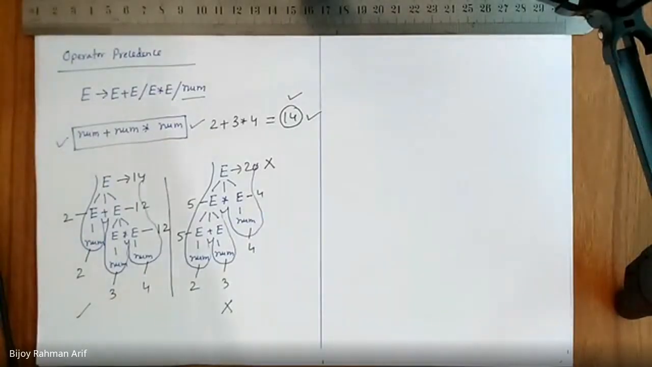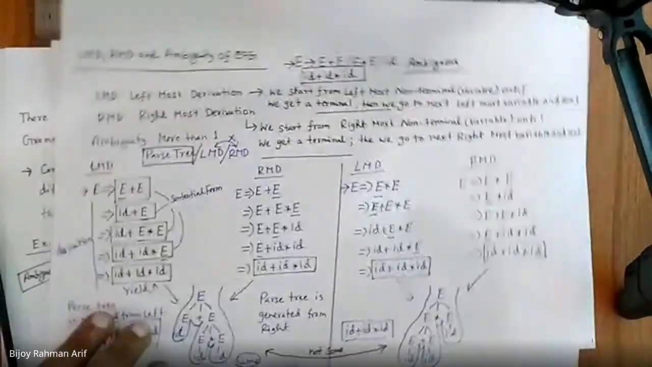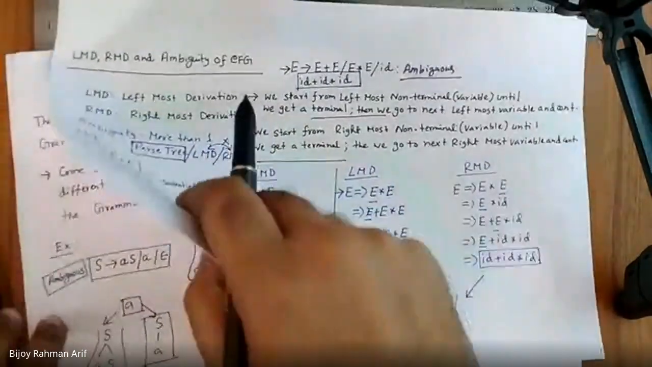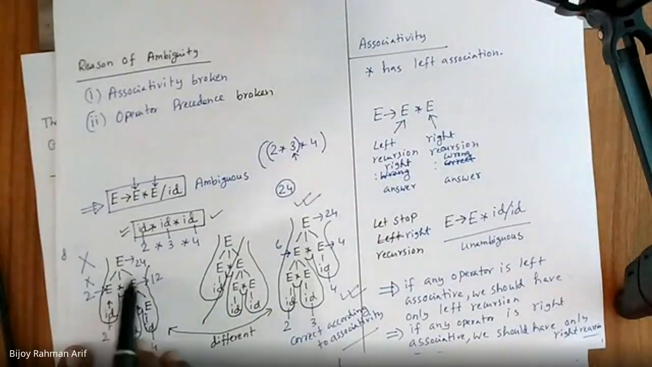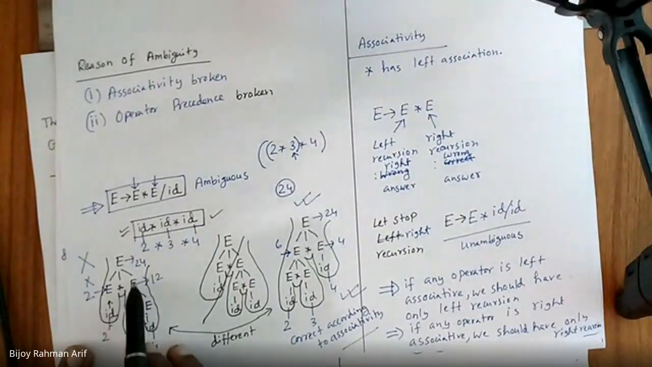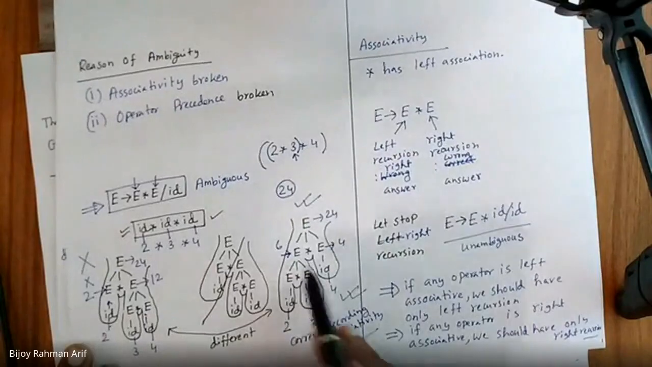Because the first one is E plus E and the second one is E star E. Wonderful. So we are not calling the same production again. Wonderful answer, Samira. In this case, we are calling the same production again and again. In this case, we call the same production on the right side. That's why it is right recursion. In this case, we call the same production on the left side. That's why it is left recursion.